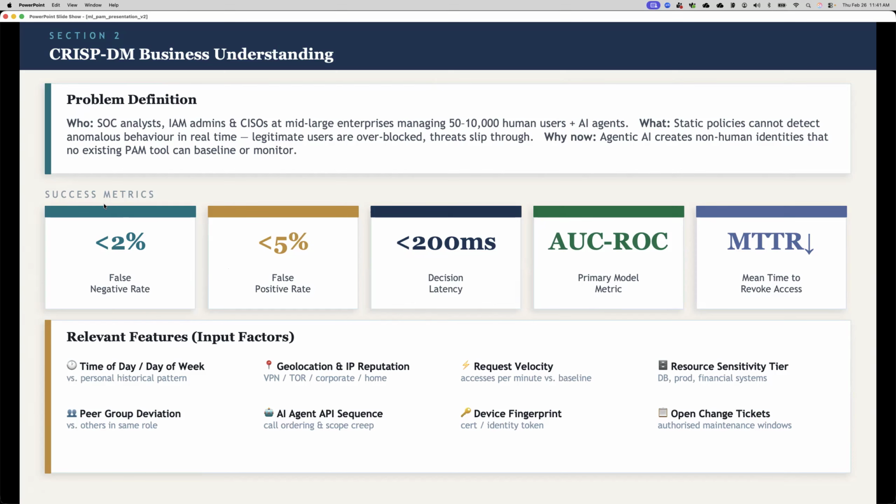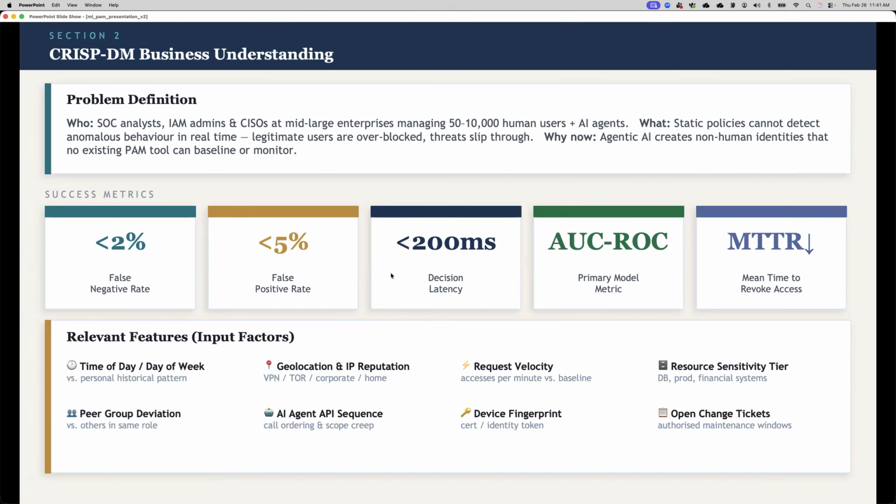What about success metrics? They are defined using both outcome and output metrics. On the outcome side, we want a measurable reduction in unauthorized access and a reduction in analyst and auditor time spent on false alerts. On the output side, key metrics include keeping false negatives below 2%, false positives under 5%, decision latency below 200 milliseconds, strong AUC-ROC performance, and a reduction of mean time to revoke access.